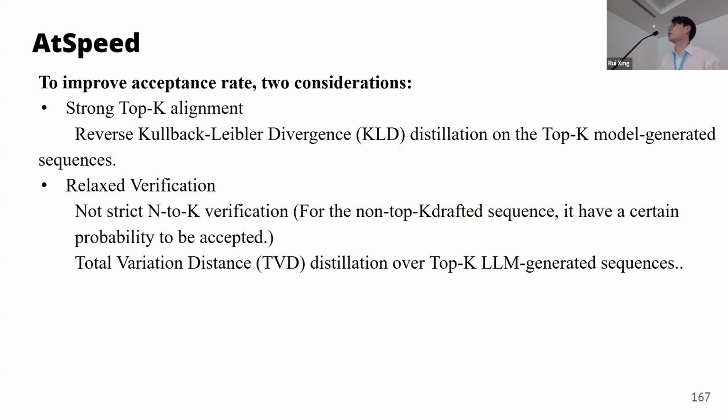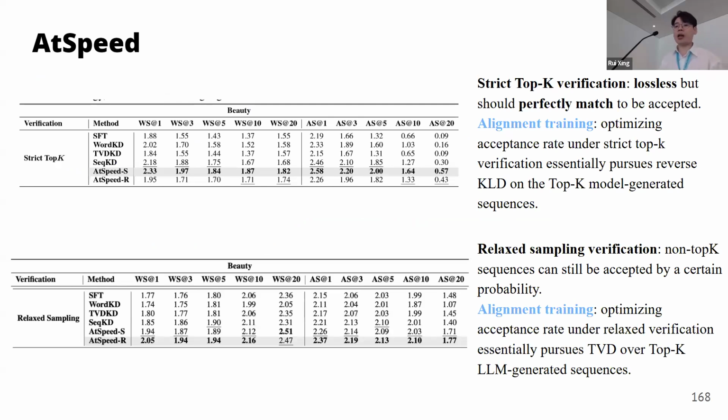Okay, so the TVD distillation objective could be applied to align with the top K generated sequences. And for now we have two verification strategies. The first one is strict top K verification. So it is lossless, but should perfectly match to be accepted. And the second verification strategy is non-top K sequence. It can still be accepted by a certain probability.